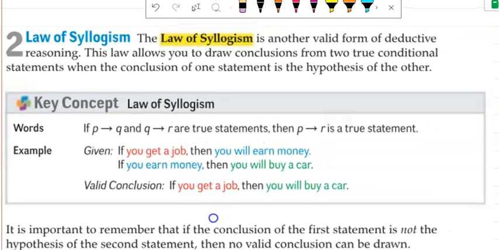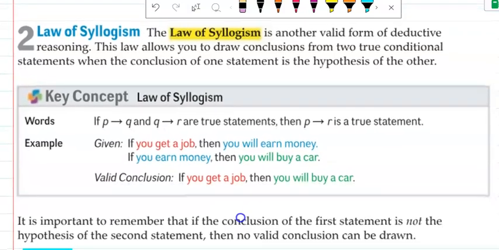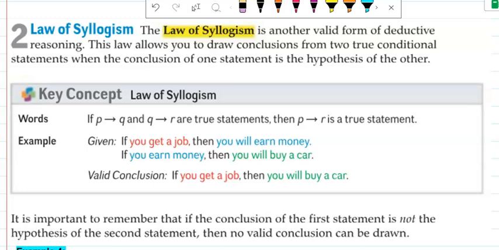Okay, and then we have this law of syllogism. This is kind of like the law of detachment, but just slightly different. So we're looking at statements again, given two statements, and trying to decide, can we write a valid conclusion or not? So this one allows us to kind of cut out repetition that we're saying. So in this example, if you get a job, you'll earn money. If you earn money, then you will buy a car. It kind of sounds like a long run-on sentence, right? We've repeated ourselves. We don't necessarily, when we speak, like to say, you will earn money twice back to back.